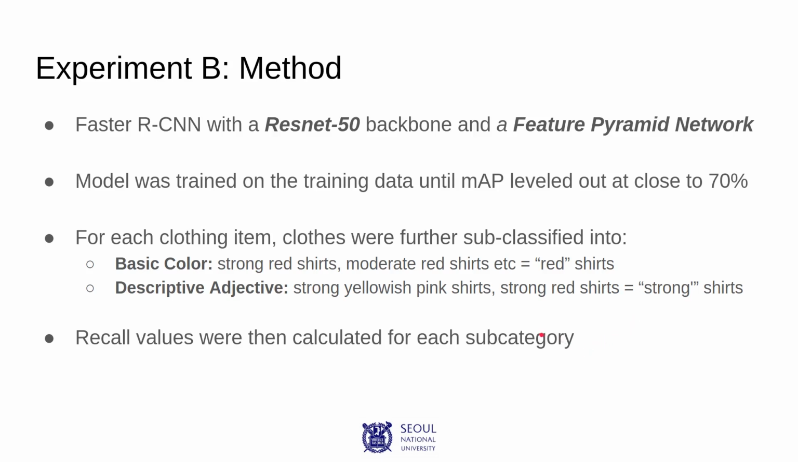And what we did then, for the test data set, was divide clothing items based on 2 other subcategories. The first is basic color, such as strong red shirts and moderate red shirts, which were all just classified as red shirts. And then we have another sub-labeling for descriptive adjectives, where strong yellowish pink shirts and strong red shirts were all classified as just strong shirts. And then we calculated recall scores for each of these subcategories that we created for each clothing object.